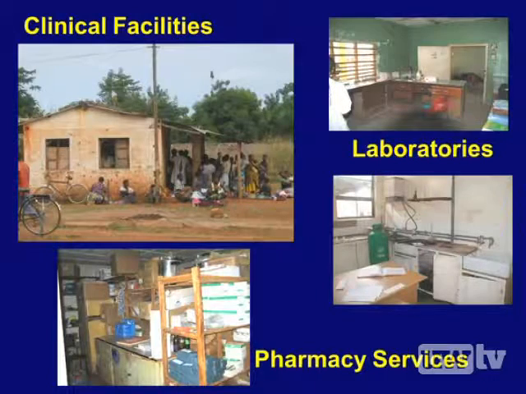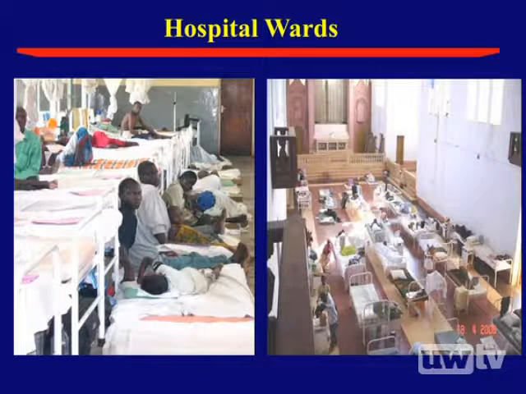Here are some pictures of the existing infrastructure. A clinic on the upper left where people line up 80 patients in the morning, and what's inside is an empty laboratory and an empty pharmacy. Hospital wards overcrowded, people sharing beds or sleeping on the floor or having beds in a church.